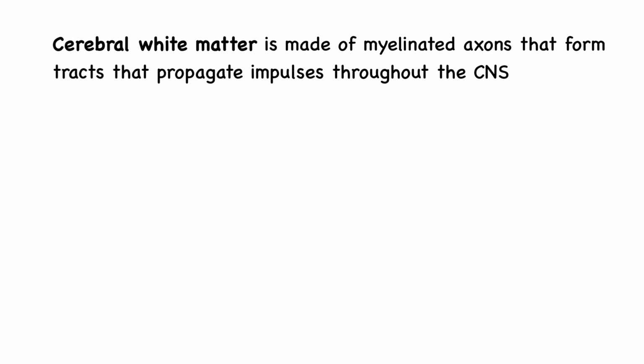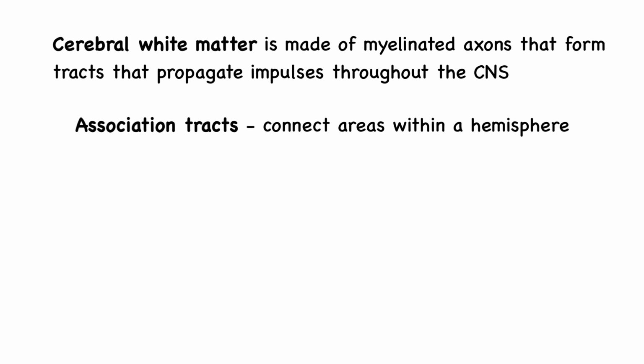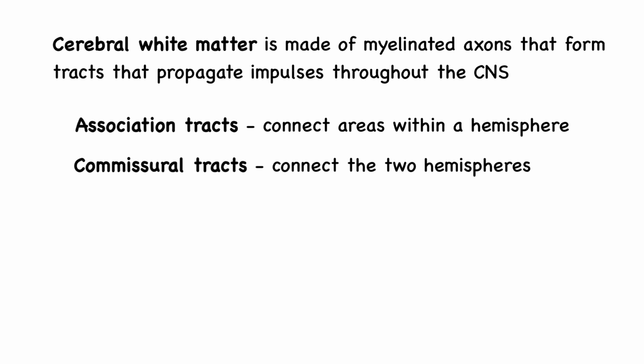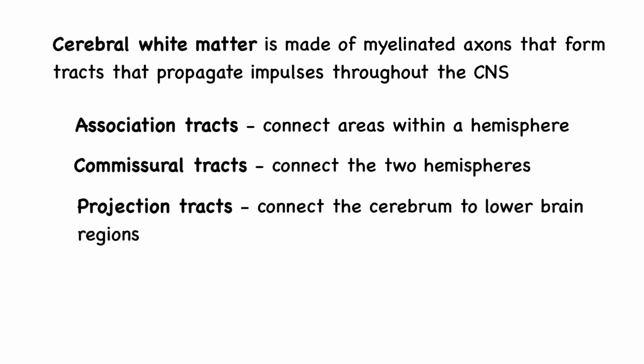Cerebral white matter is made of myelinated axons that form tracts that propagate impulses throughout the central nervous system to allow communication between the regions. Association tracts connect areas within a hemisphere, commissural tracts connect the two hemispheres, and projection tracts connect the cerebrum to lower brain regions. Each hemisphere is divided into lobes named after the cranial bones that cover them.